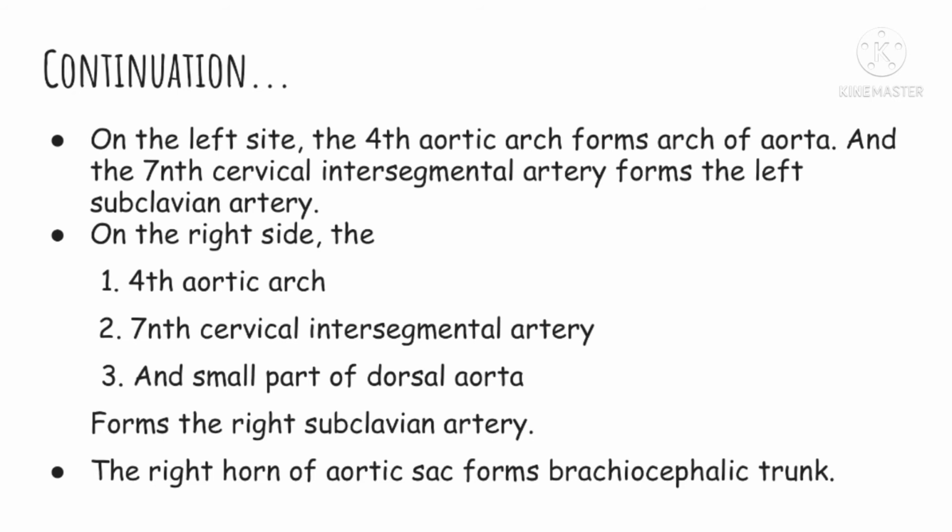The right horn of the aortic sac forms the brachiocephalic trunk, and on the right side the fourth aortic arch, seventh cervical intersegmental artery and a small part of the dorsal aorta form the right subclavian artery. On the left side the fourth aortic arch forms the major part of the arch of the aorta, and the seventh cervical intersegmental artery on the left side forms the left subclavian artery.